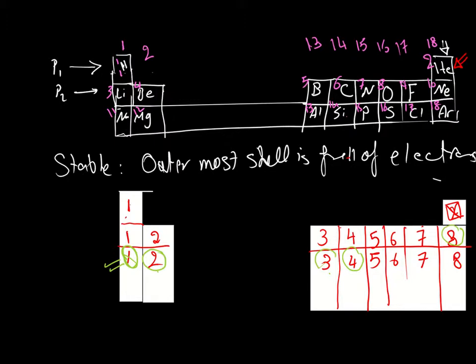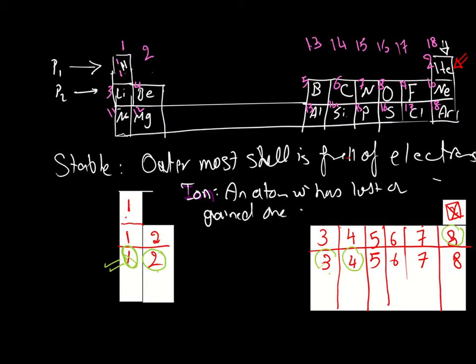If the element is in group 6, it will gain 2 or share 2. In group 7, it will gain 1 or share 1. So, if the element loses or gains electrons, the element will make an ion. An ion is an atom which has lost or gained one or more electrons.